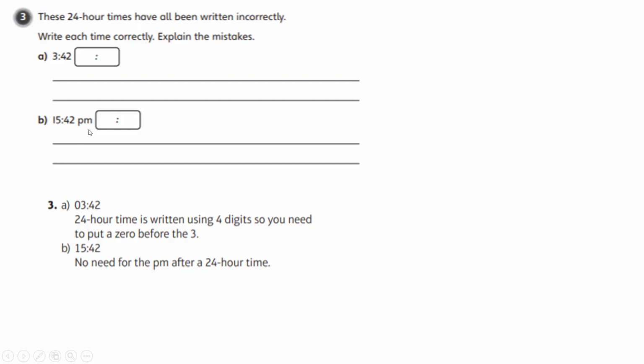Let me look at the next one. That's the same time, but this one is in the afternoon. So 15:42, well, that's right. That's what we've got wrong here. We've put a PM here and we don't need a PM. So it'd just be 15:42 there.